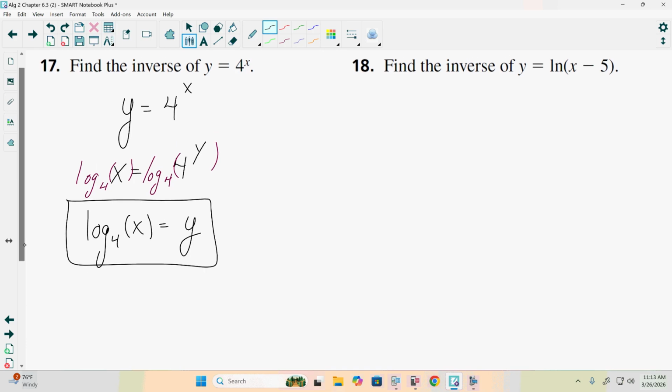Questions on number 17? We good with those here? The reason we wouldn't put f inverse of x, f to the negative 1 of x, is because it didn't start in function notation. If it gives me function notation to start, I want to finish in function notation. Didn't give it to me to start, I'm not going to finish with it.